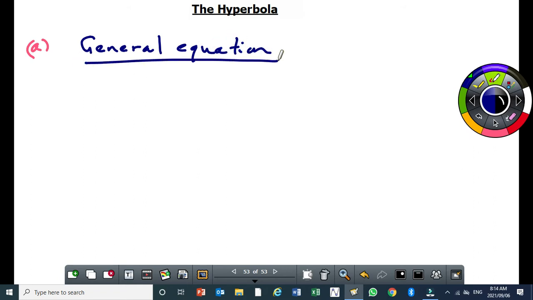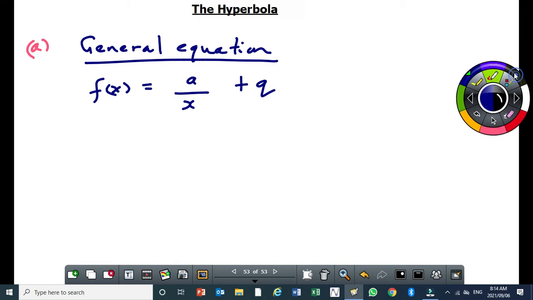The general equation. All right, I'm going to use function notation. So the general equation is f of x equal to a over x plus q. Now the definition of q still remains the same as for all the functions we have done up to this point. Q determines the vertical shift. The only new term, which I will talk about next, is a.